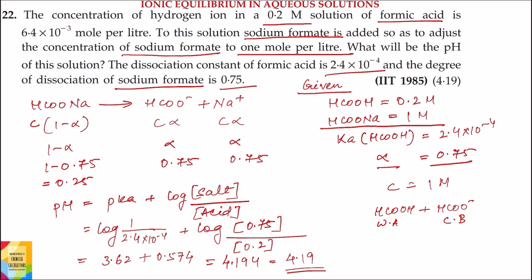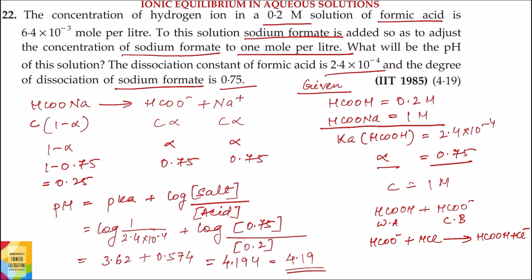What happens on adding HCl? For example, if any acid is added to the buffer solution, then this HCOO minus ion will combine with the H plus ion of the acid to give HCOOH and Cl minus ion. So this is how the pH is maintained. Whatever extra H plus ion is added will be removed from the solution.